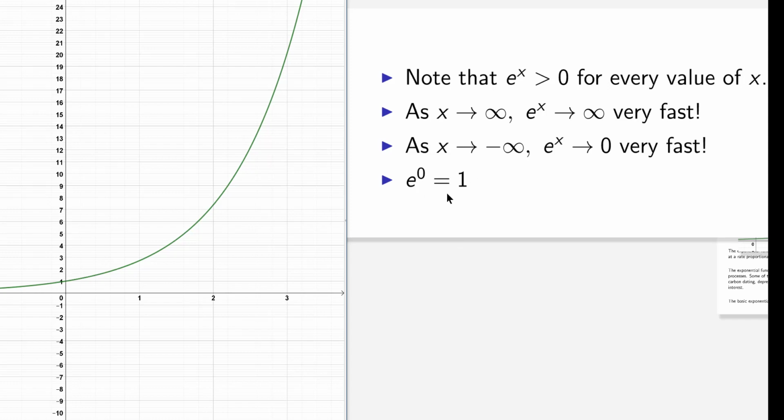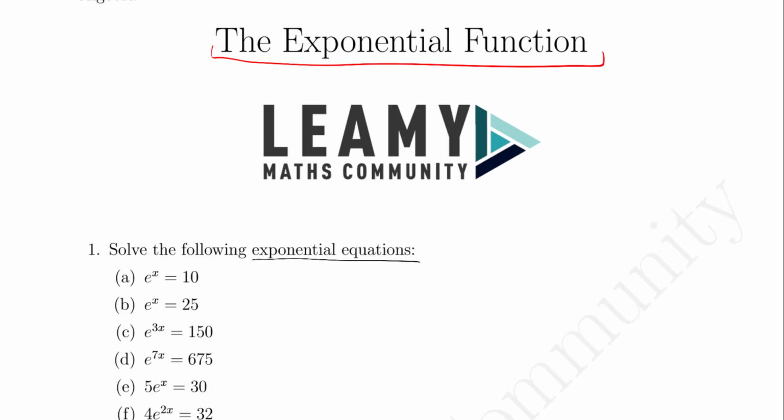And the final property here, e to the power of 0 is 1. So if your input is 0, your output is 1. Anything to the power of 0 is 1. So therefore, e to the power of 0 is 1.